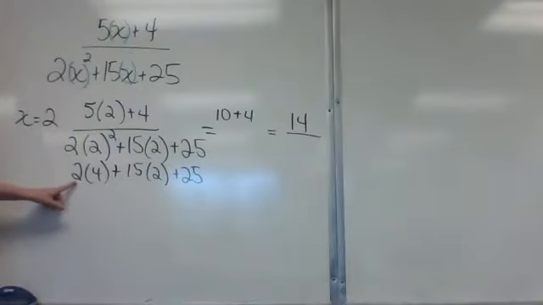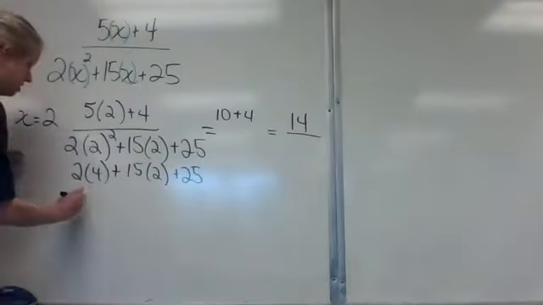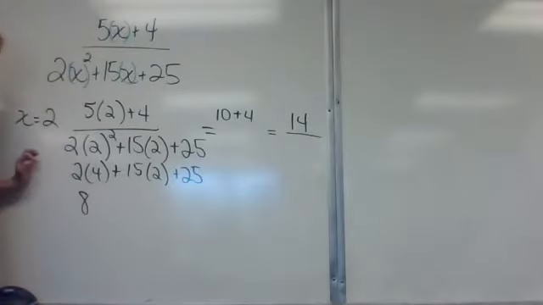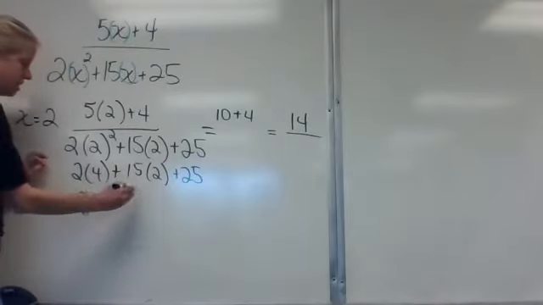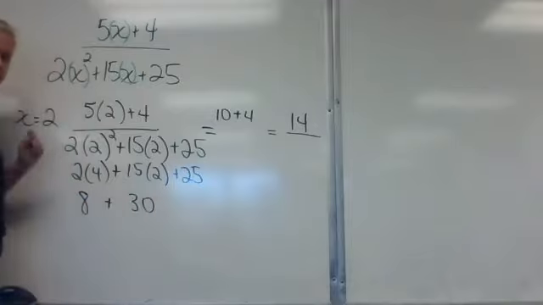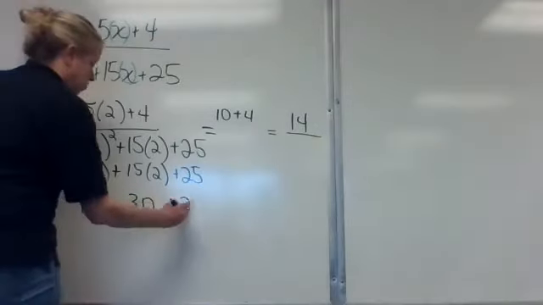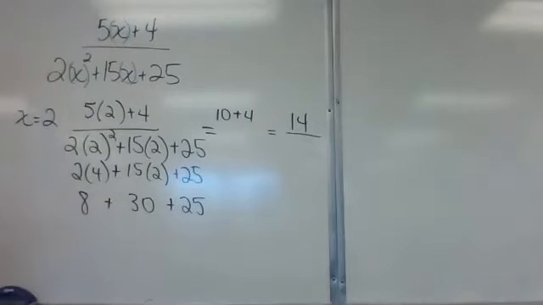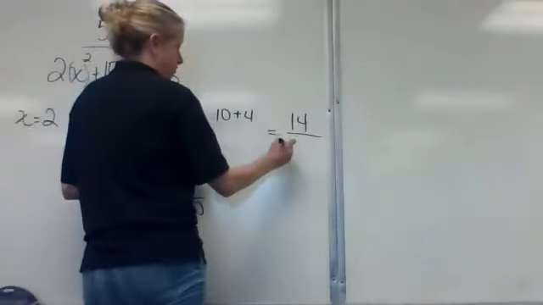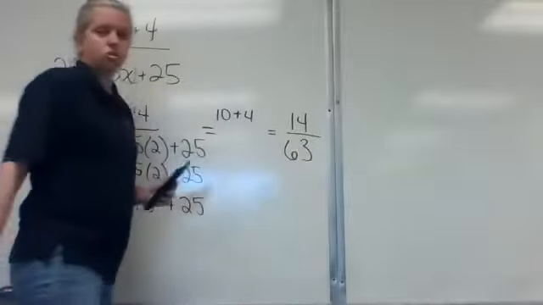So let's see, down here I have 2 times 4, which gives me 8, plus 15 times 2 is 30, plus, bring down that 25, and then I'd probably just punch that in my calculator, right? I have 8 plus 30 plus 25, which gives me 63. So I had 14 on top, 63 in the bottom.